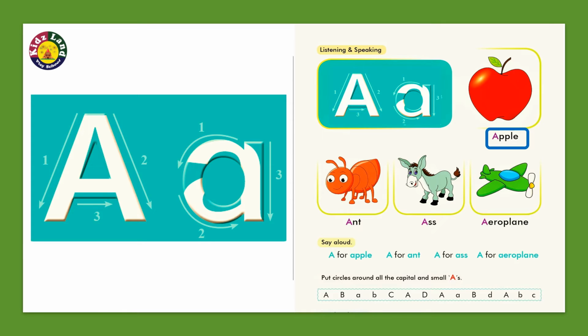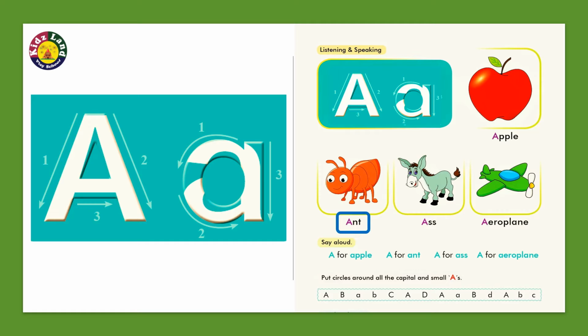A-P-P-L-E, apple. Tell it along with me, kids. It is A-P-P-L-E, apple. And whenever you learn the spelling, read it out in a rhyming way. That's how I'm telling. So repeat along with me. It is A for apple, A-P-P-L-E, apple. The second word is ant.